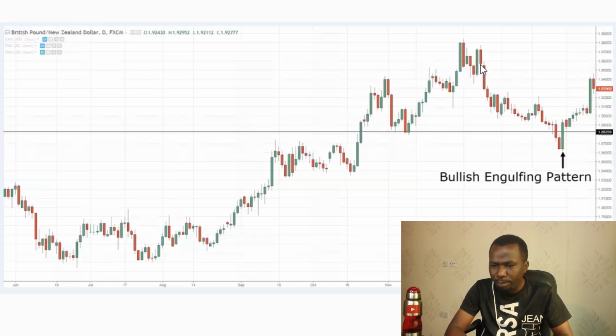You can clearly see the pullback. Now the market makes a pullback at a support level. This is the support level where the market pulls back. Then what happened? The next candle that comes out was the green candle, and it does what?